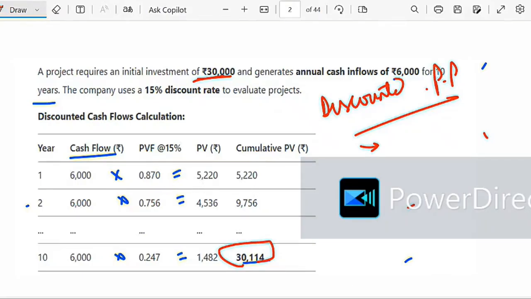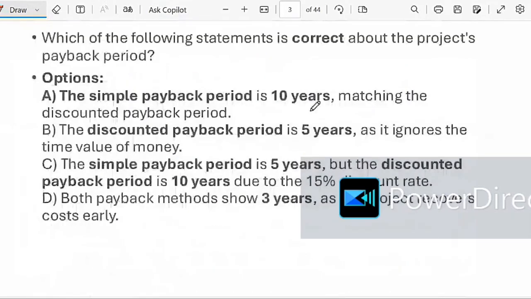So let's go through the options. Option number 1 says 10 years. Simple payback period is 10 years. So this is incorrect. Why? Because simple payback period is 5 years. What about option B?